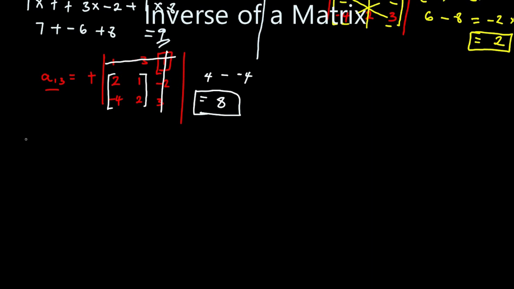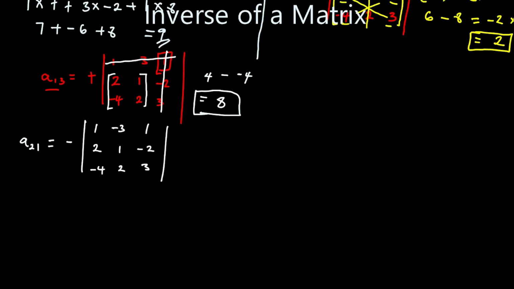We go to the element in A21 now, because we are done with A11, A12, and A13. So for the element in A21, we have the sign as negative. So we have negative. We bring the matrix. We have 1, minus 3, 1; 2, 1, minus 2; minus 4, 2, and 3.